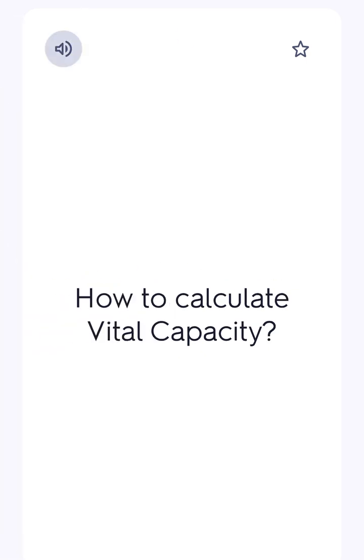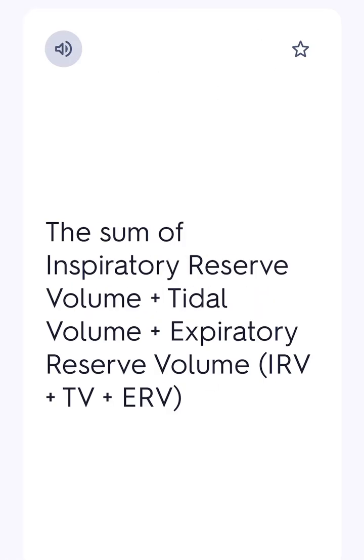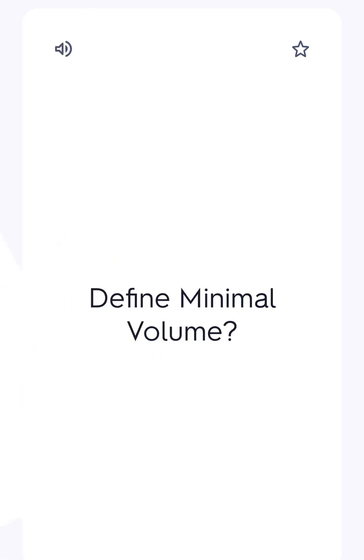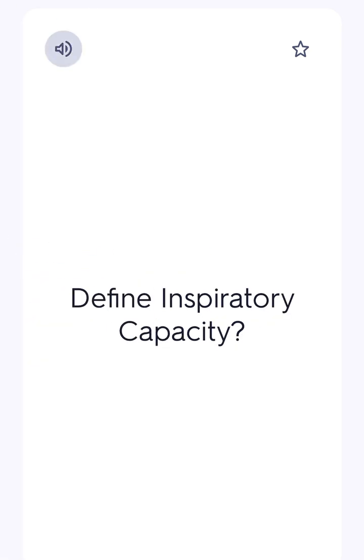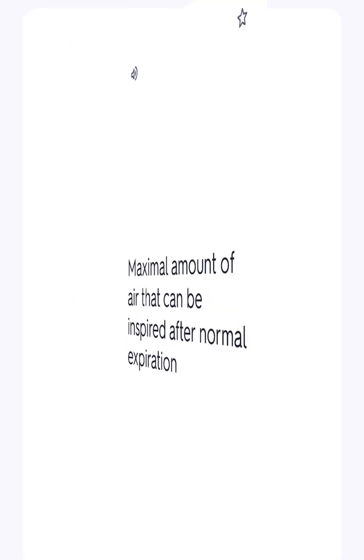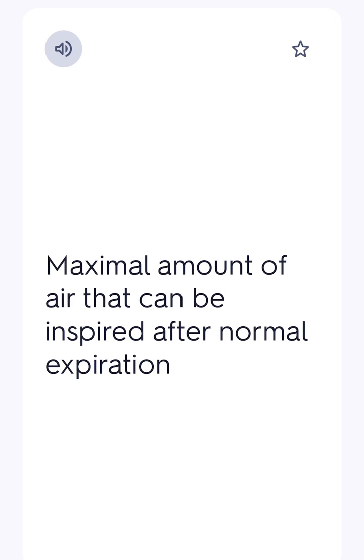How to calculate vital capacity. The sum of inspiratory reserve volume plus tidal volume plus expiratory reserve volume. Define minimal volume. The amount of air remaining after residual volume. Define inspiratory capacity. Maximal amount of air that can be inspired after normal expiration.